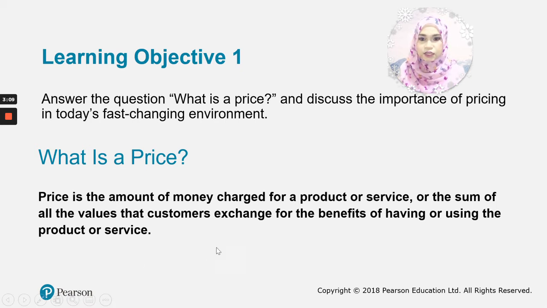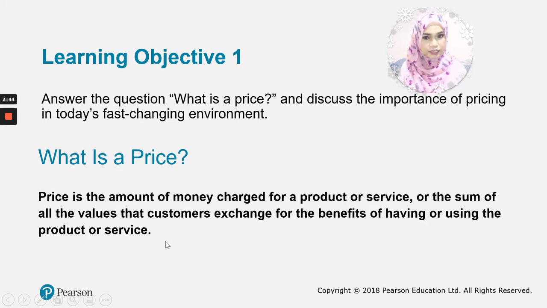So it is actually the amount that you charge for a product or a service for your customer to spend so that they can get the product. If you are the seller, you price that particular product at 5,000 ringgit. So that is the money that you charge for the product. While to the customer, when they see the price, that 5,000 ringgit, it is the sum of all the values that the customer will exchange for them to take the product and get the benefits of using it or acquiring the service.